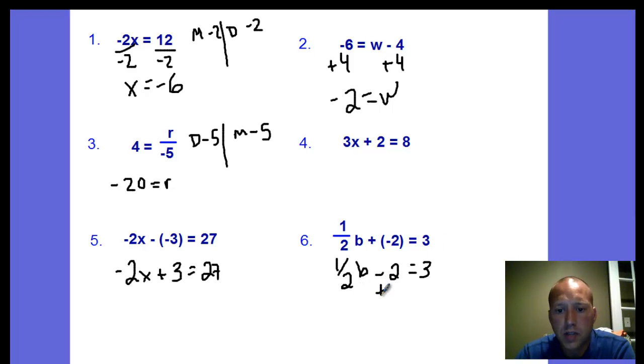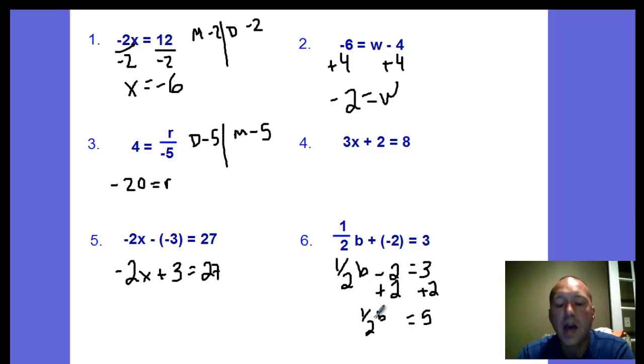Let's add 2 to both sides. When you solve, you go the opposite of the order of operations. So adding and subtracting is usually last. When you solve, it's actually first. You want to get rid of that first. So we have 1/2 b equals 5.